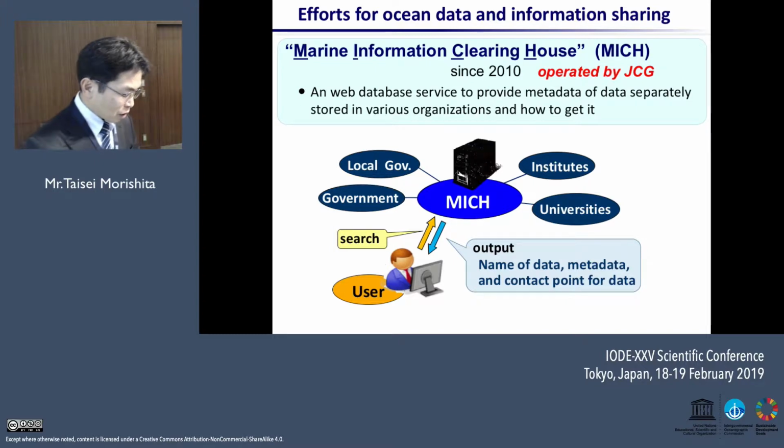So what we constructed as the first step for the data and the information sharing is Marine Information Clearinghouse. Under the ministerial coordination by the Cabinet Office, Japan Coast Guard started operation of this clearinghouse in 2010. As all you know, clearinghouse provides not data itself, but metadata. Besides, even if users get real data from the data owners, users without data handling skills cannot make data visualized.